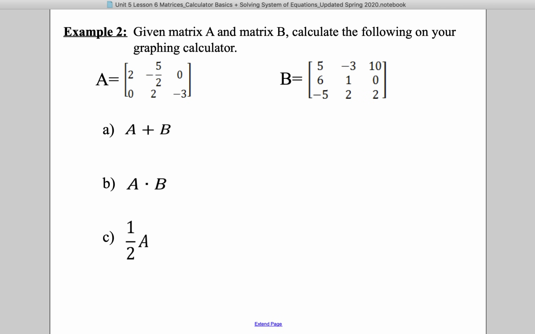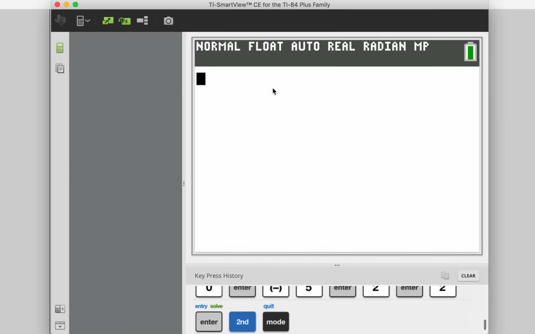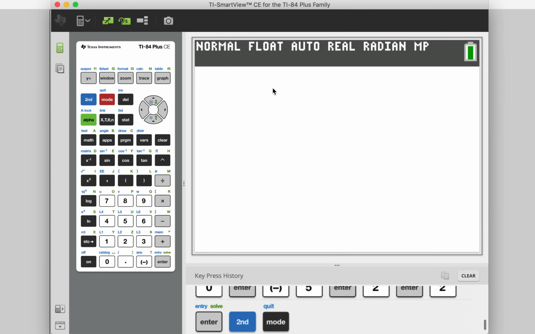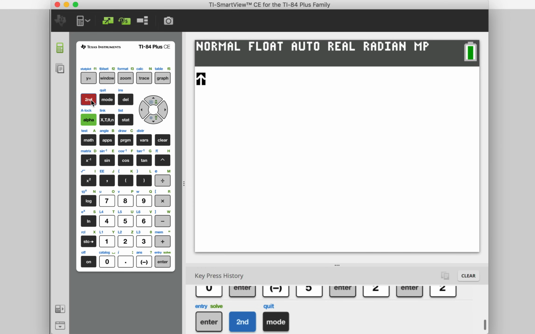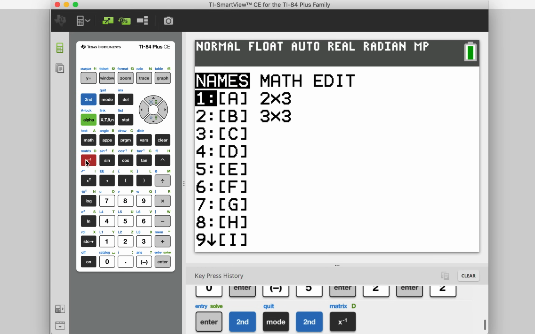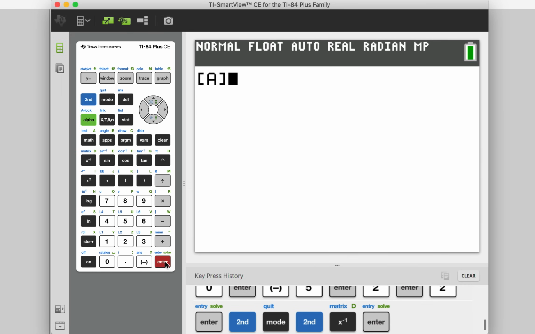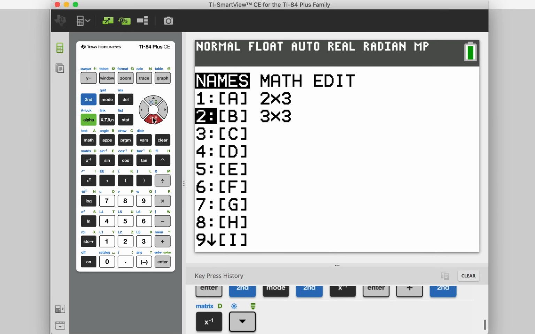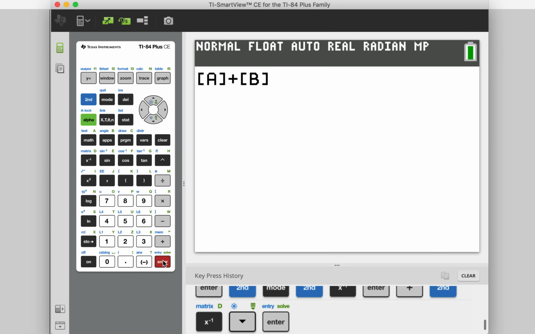Example 2, given matrix A and B, we're going to calculate the following on our graphing calculator. Okay, we're going to do A plus B. So the way you would do this, and it works the same with adding, subtracting, multiplying, is I need to grab matrix A. So I will go second, matrix, and now this time I actually want to use matrix A. So don't go over to edit. This is the names. That's when I can actually use it. So I'm going to do matrix A, and then I just hit the plus sign. Then I go back to matrix, so second matrix. I go down to B, and I hit enter, and A plus B.